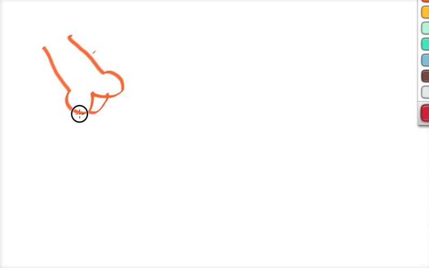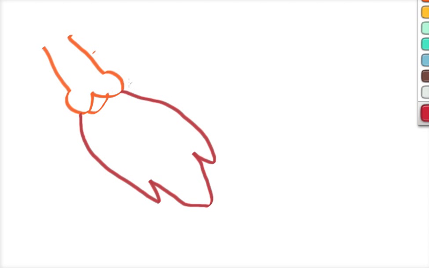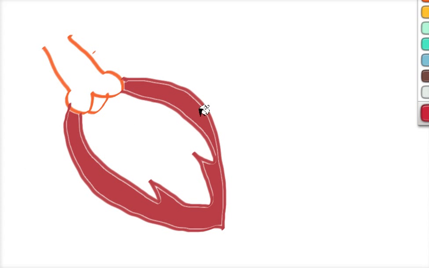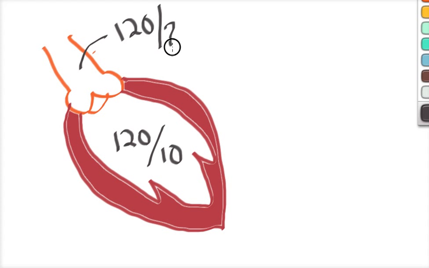So the aortic valve sits at the outflow of the left ventricle. This is the left ventricle, little papillary muscles, and here's the muscle of the left ventricle. We'll just draw that like that. And the pressures inside the left ventricle are normally, let's say, 120 over 10. And in the aorta, the pressures are 120 over 80.